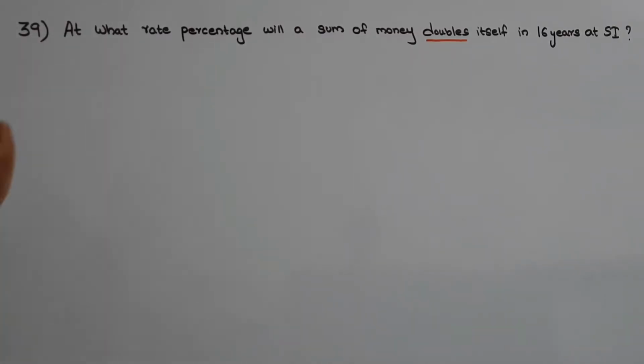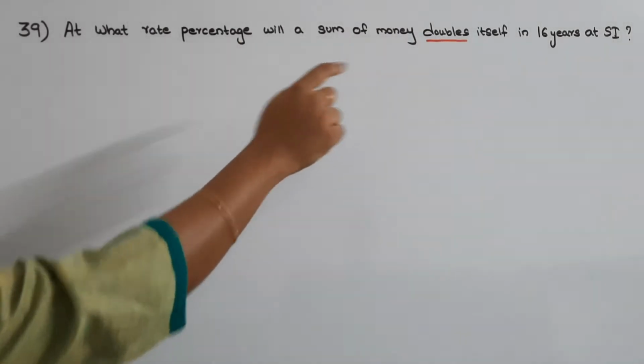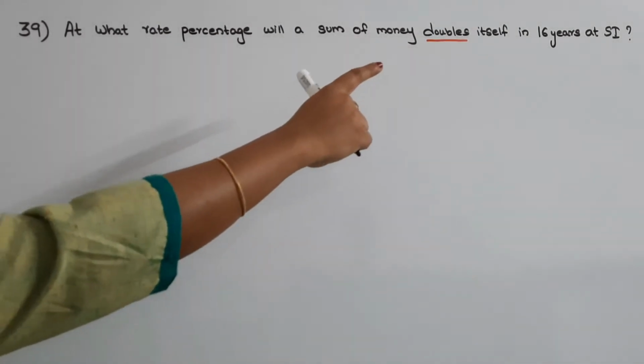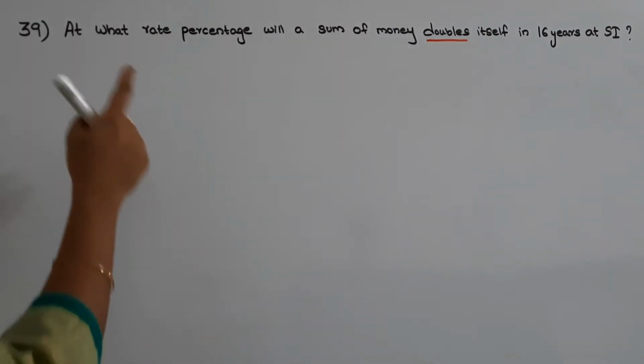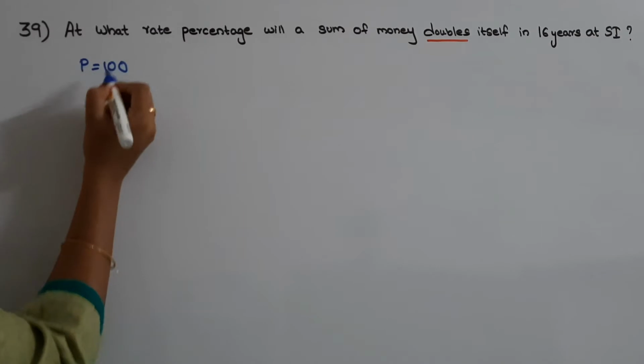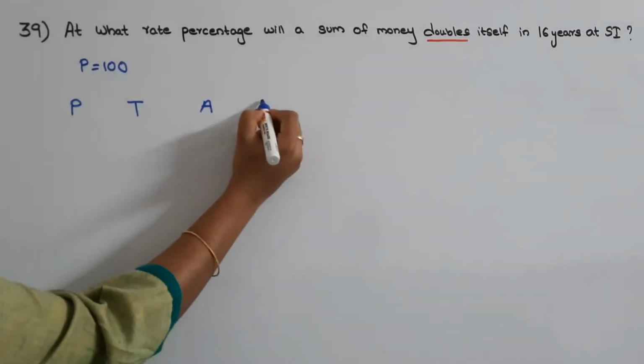The next question is, at what rate % will a sum of money double itself in 16 years at simple interest? This is similar question to that of the previous one. So here the time period is given as 16 years, and the principal is not given. So let us assume the principal as 100. Write principal, time period, amount and interest.